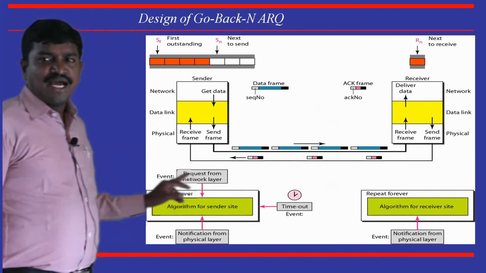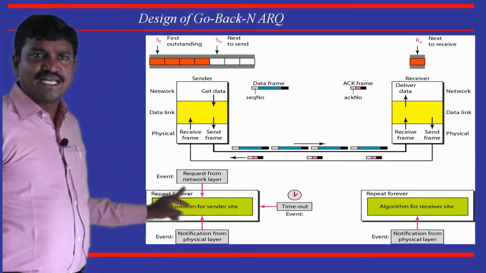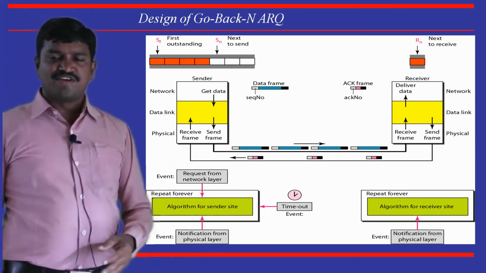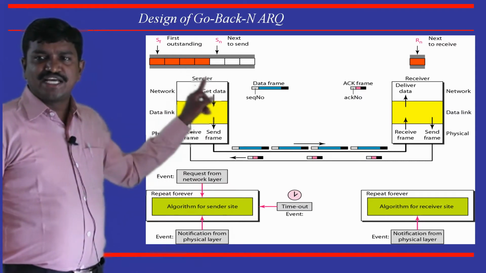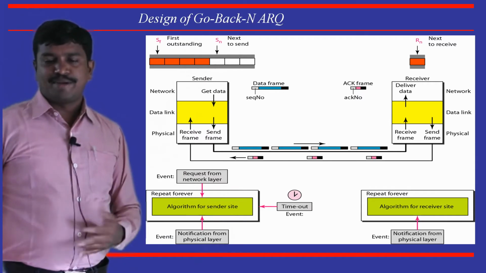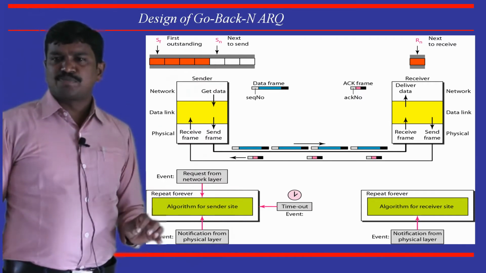So now at sender side, the data link layer will start its activity based on 3 events, as we have discussed in the previous algorithm also. One is when there is a request from the above layer, it starts doing the work: prepare the frame and send it. And those SN and SF variables are correspondingly adjusted.